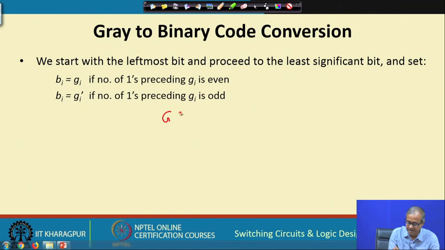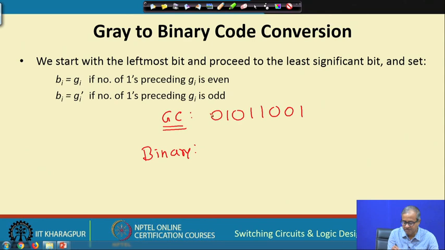Let us take an example. Suppose I have a gray code, let us say 0, 1, 0, 1, 1, 0. Let us take an 8 bit gray code, and I want to convert it to binary. So, when you move to the first bit, there are no preceding bits. So, the number of ones preceding this is 0, which is even. So, I simply copy Bi equal to Gi, this 0 gets copied. I move to the next one. Number of preceding 1s is still 0, even. So, I straight away copy, this will be 1. Then I come to 0, the number of preceding 1s is 1, which is odd. So, it will get complemented, 0 will become 1.